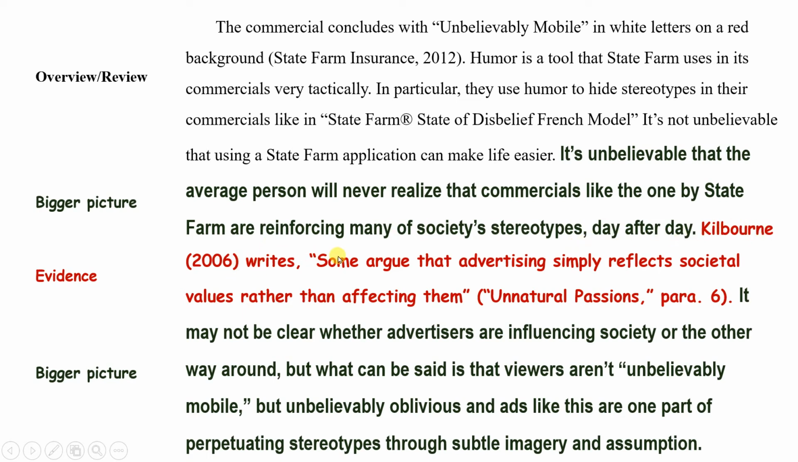Kilborn writes, "Some argue that advertising simply reflects societal values rather than affecting them. It may not be clear whether advertisers are influencing society or the other way around, but what can be said is viewers aren't unbelievably mobile, but unbelievably oblivious, and ads like this are a part of perpetuating stereotypes through subtle imagery and assumption." And that's how he wraps it up.